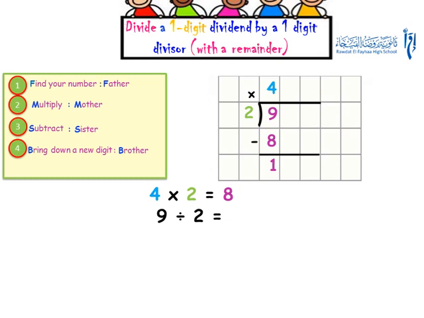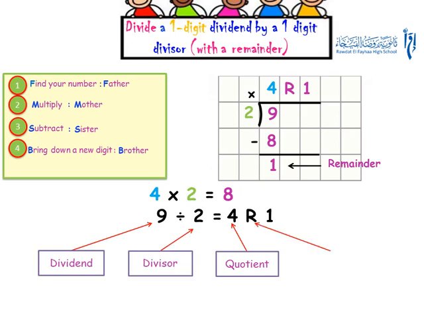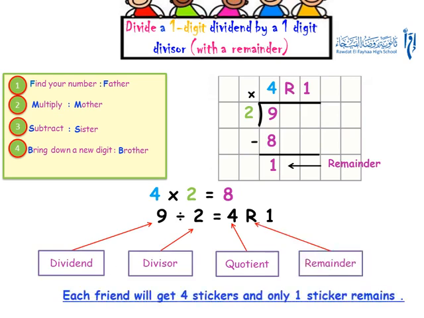Now, the fourth step, bring down a new digit, but since we have no more digits to bring down, we finished our division. The 1 is the remainder, we write it next to the quotient. So 9 divided by 2 is equal to 4 with a remainder of 1. The 9 is the dividend, the 2 is the divisor, the 4 is the quotient, and the 1 is the remainder. So each friend will get 4 stickers and only 1 sticker remains.